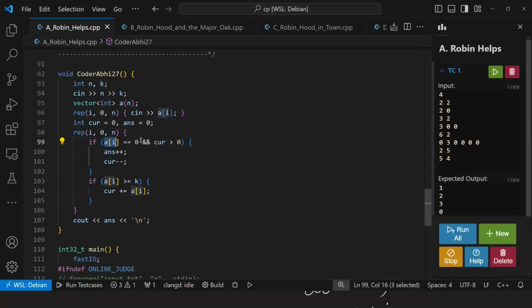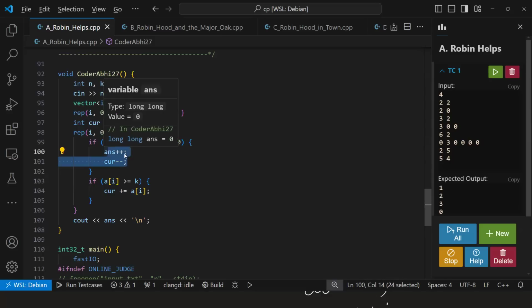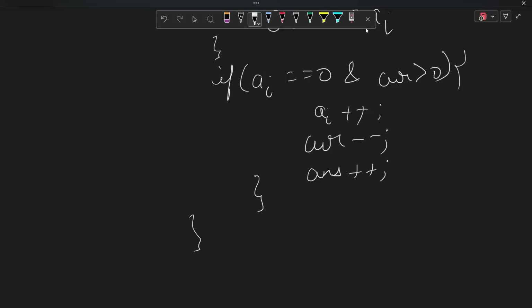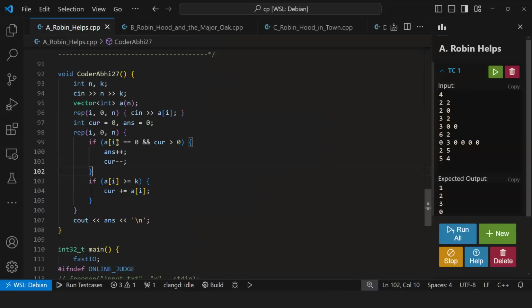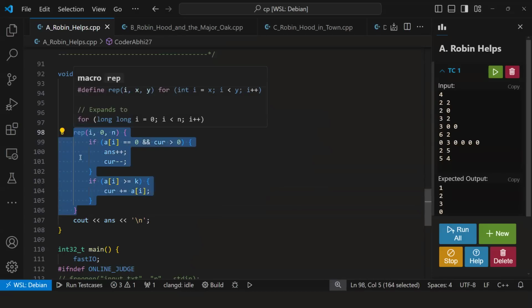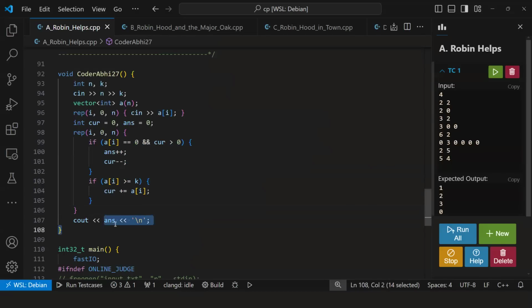If a[i] is equal to 0 and current is greater than 0, then answer plus plus and current minus minus. These two things I told. If a[i] is 0, in this case we did current minus minus and answer plus plus. i plus plus is not required because that a[i] won't be used after this, so it doesn't matter if you update it or not. And if a[i] is greater than or equal to K, then the current would be increased by a[i]. So just do what is given in the question and your final answer is this.